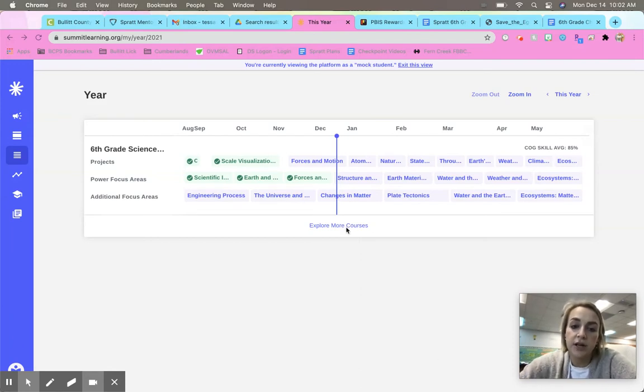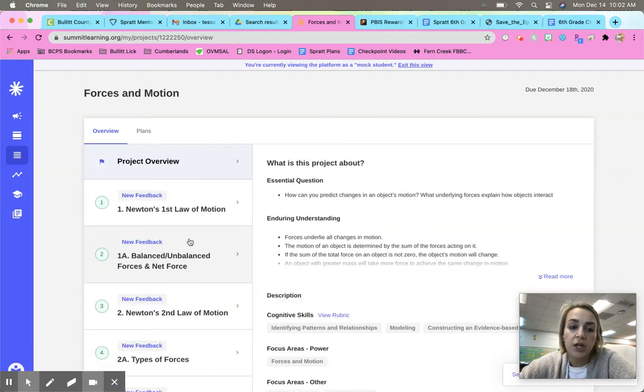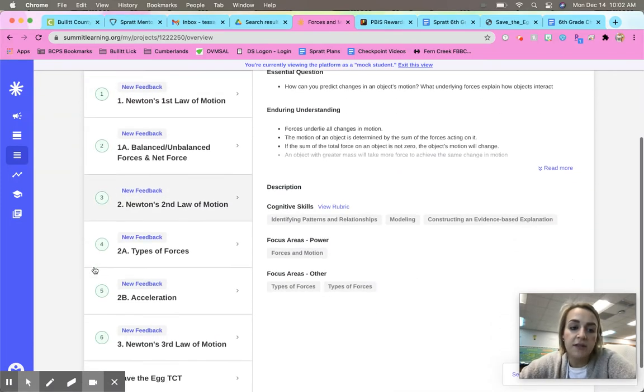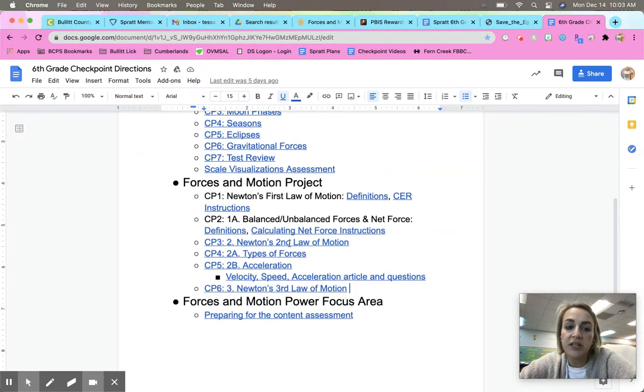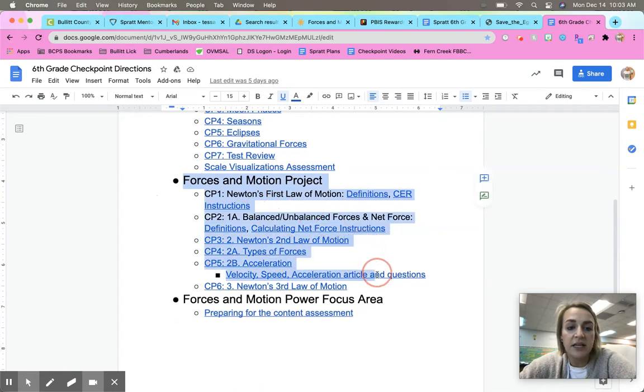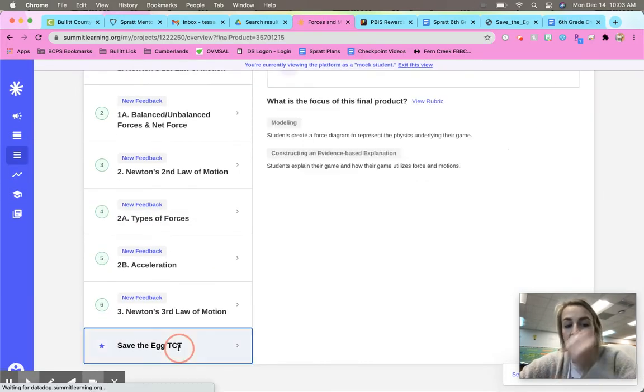You're going to be in your year view and we're going to be going to our Forces in Motion project. Your checkpoints should all be green at this point. If they're not green, you need to be using the sixth grade checkpoint directions and specifically this section right here to get caught up on your project. This has everything that we have done so far for the project. So if you have not completed a checkpoint, you have to get those checkpoints done before I will grade your final product. So we are on the Save the Egg TCT.